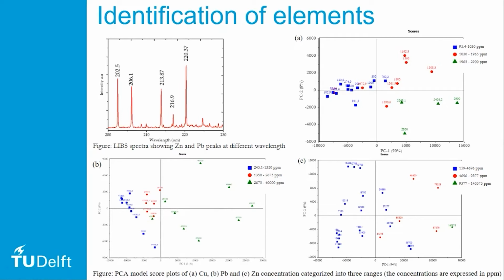And once the important peaks were identified based on the material matrix, classification models were developed using linear and nonlinear classification techniques. And these experimental results show the possibility of classification of the materials based on the elemental concentration.